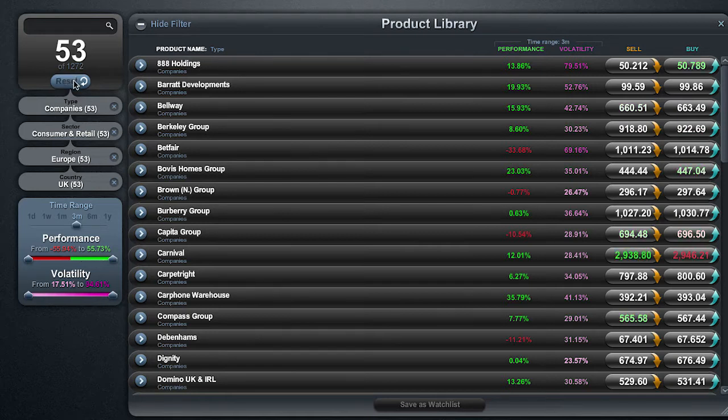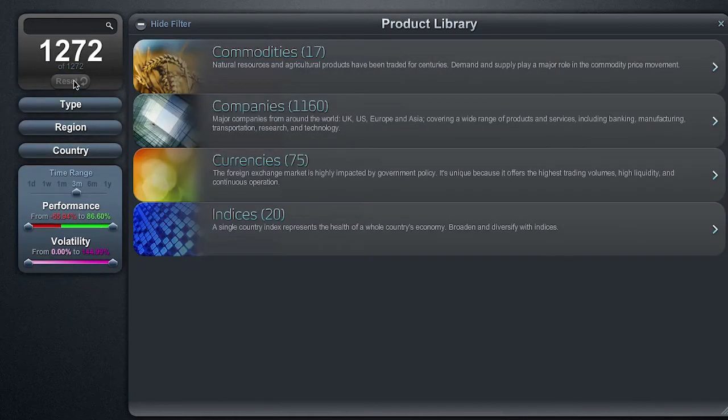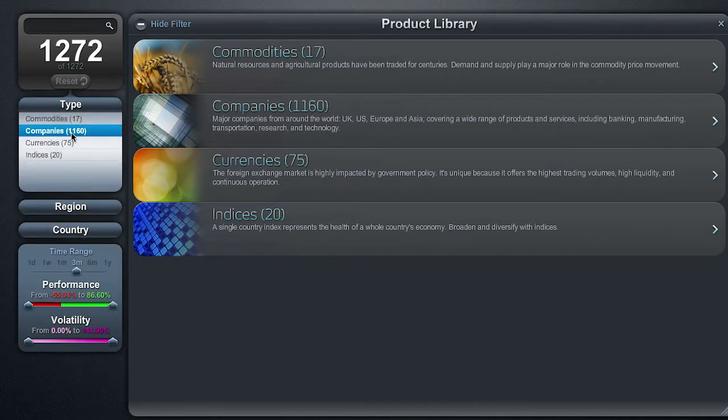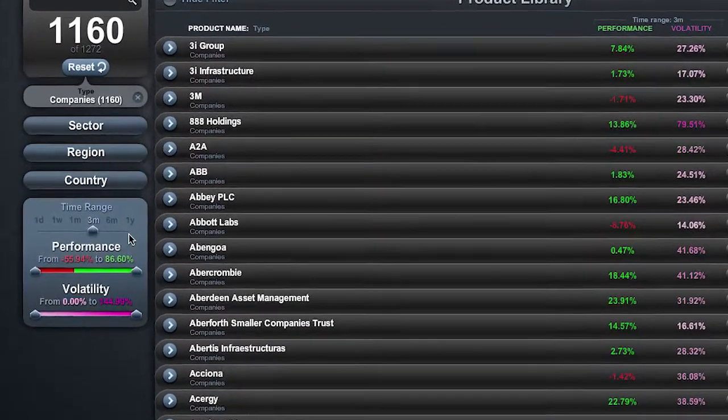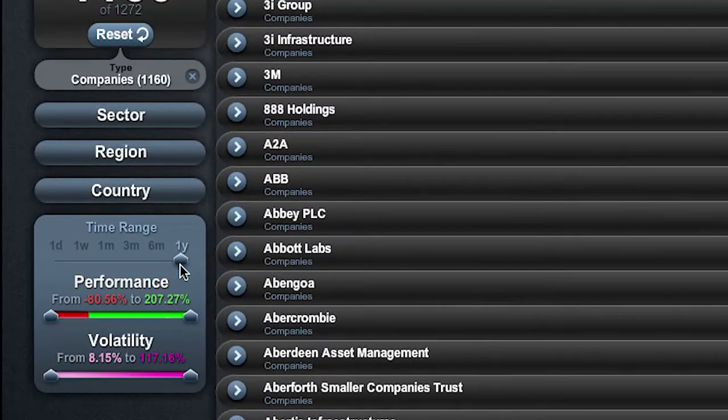One thing that I do want to quickly show you as well is in regards to our performance and our volatility filters. Once again, I'm going to stick with companies, and I'm going to change this level here to be 1 year. You can select to filter your products by performance or volatility from anything from 1 day, 1 week, 1 month, 3 months, 6 months to 1 year. So we're just going to look at things at a bit of a longer time frame, and we can look at the performance right here.